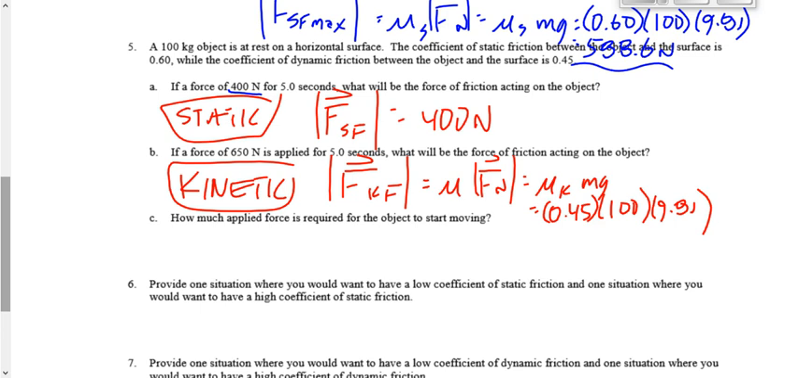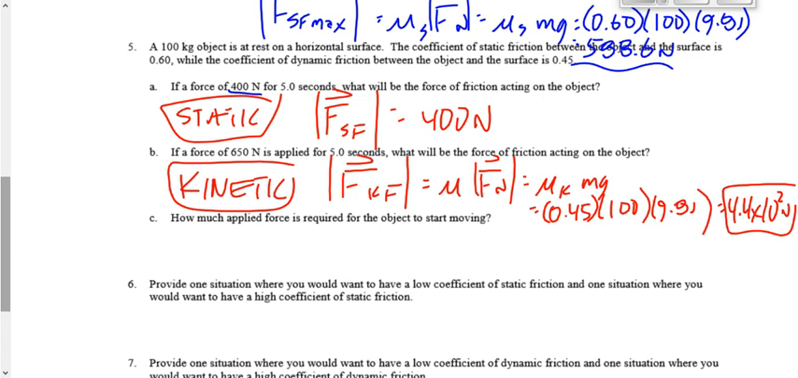That gives me a value of 4.4 times 10 to the 2 newtons. There's kinetic friction. Hey, what if I applied a force of 900 newtons? Would it move? Yeah? So it's kinetic then, right? Benton, how much kinetic friction would it be if I pushed with 900 newtons? Static friction would be 0 because it's moving. Kinetic friction would be 4.4 times 10 to the 2.